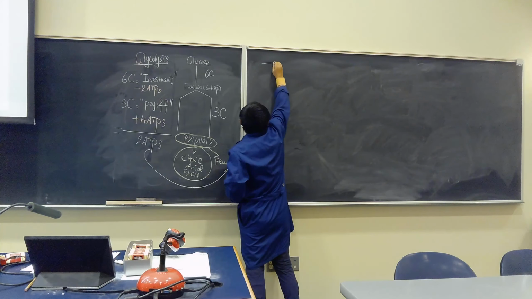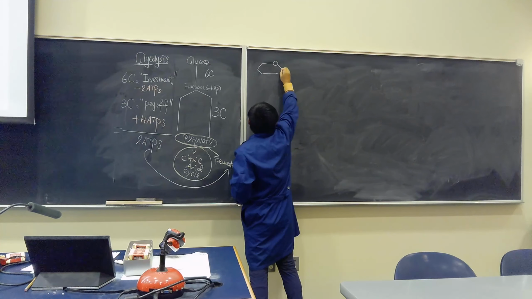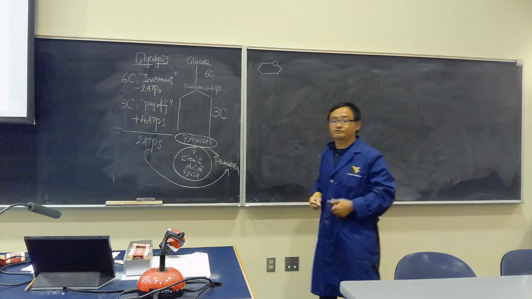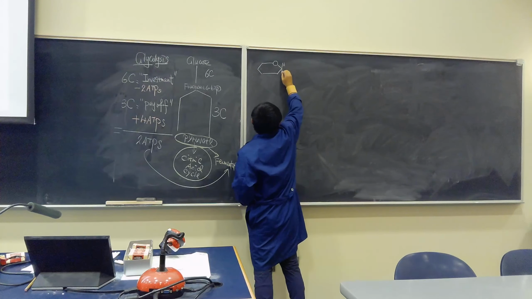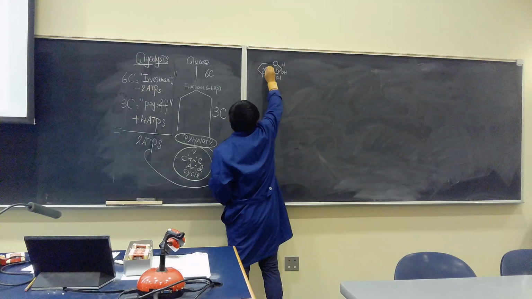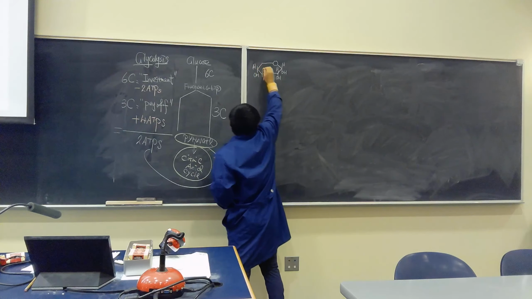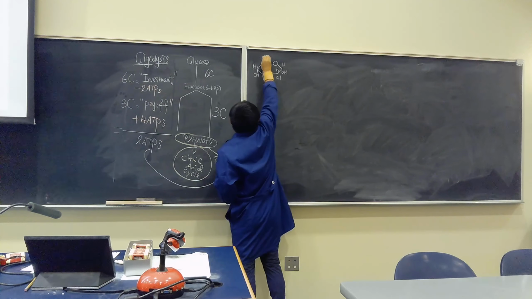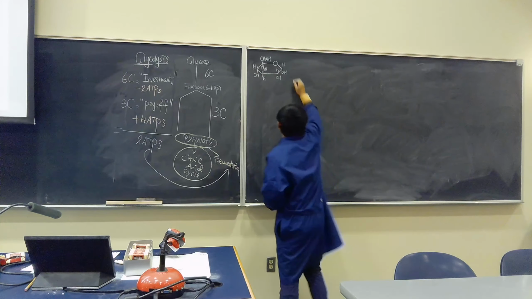First thing, if you need extra points, make sure you know those structures. And the first thing you need to know is glucose. So what is glucose? A 6-carbon sugar. HOH, HOH, OH, H, go down, OH, H, go to the top, H, CH2OH. That's glucose. Very simple.